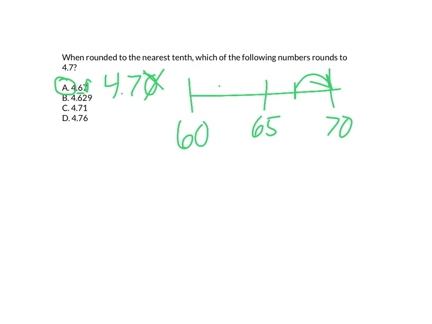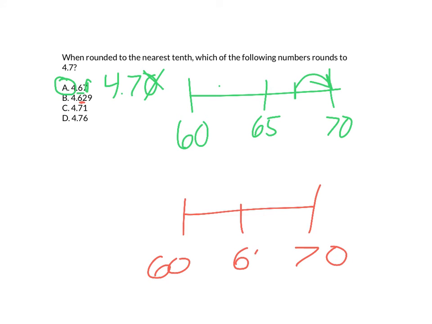Now I'll use red for my B. I'm looking at my tenths place value. So I am between 60 and 70 again. Looking at my midpoint, 65. 62 is about right here. So that would be 4.60, cross off my 0. That is not a correct answer.